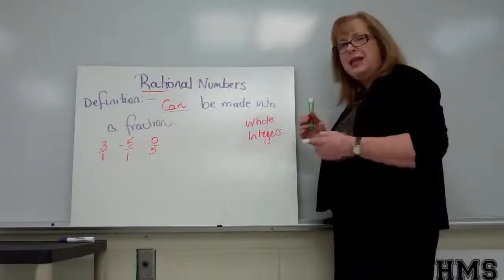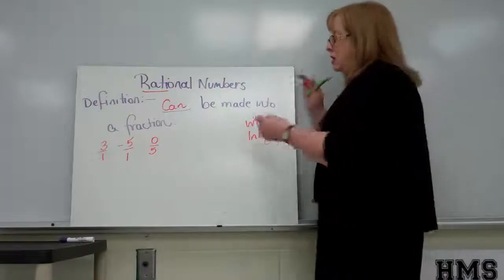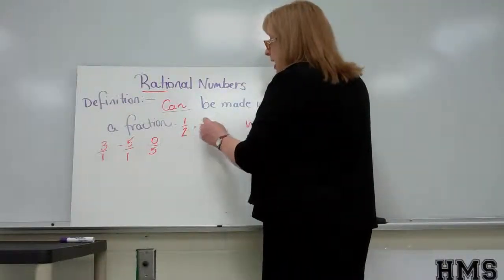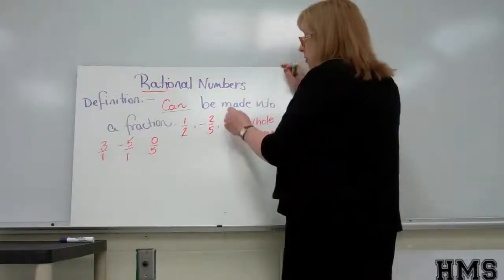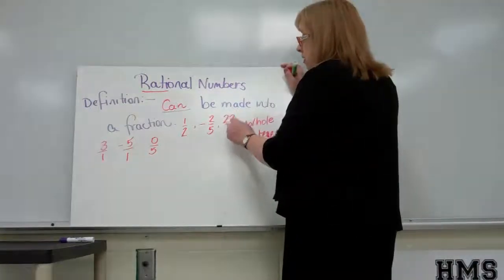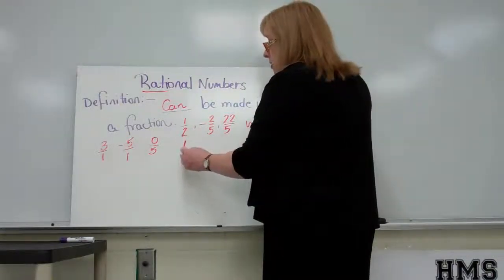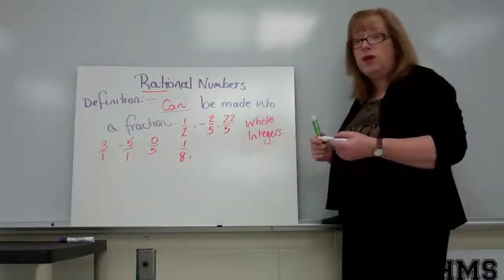And then, of course, anything that is already a fraction is going to be rational. So a half, a negative 2/5, a mixed number and an improper fraction, so 22 over 5 and 1/8. All of these are rational because they're already fractions.